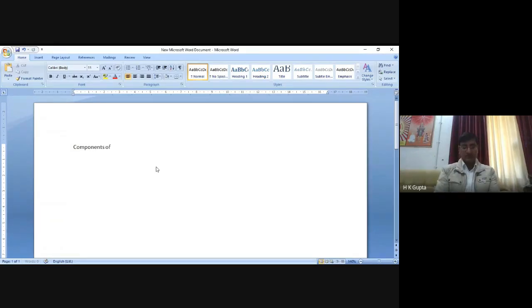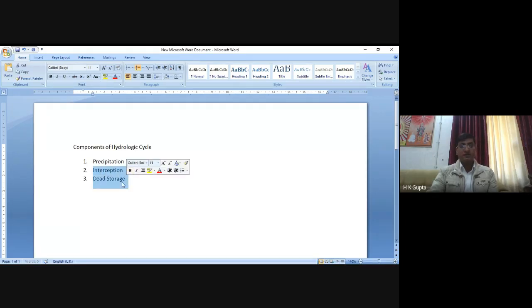So if I say components of hydrologic cycle, one thing you can say is precipitation. This is the main component. Another component you can say is interception. Another is dead storage. This second and third also come in the category of initial losses. Okay, and that we will see later on.